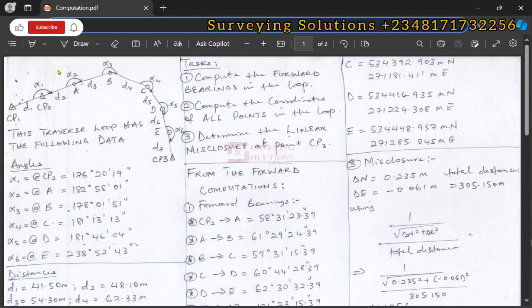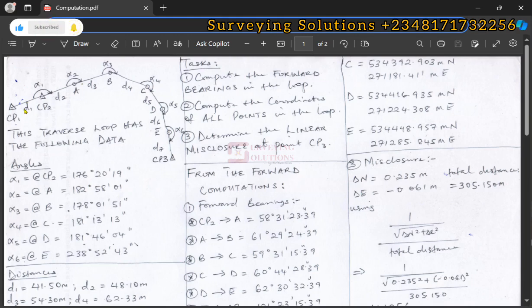On today's tutorial, we are going to look at this traverse loop and then we'll see how to solve it. So in this loop, we have two controls at the beginning and then we have one control at the end, right? Good. And then in between, we have the distances and the external observed angles, right? So these are the information. For angle 1, you have this. For angle 2, for angle 3, angle 4, angle 5, and then angle 6, right?